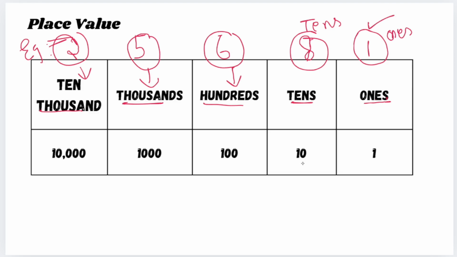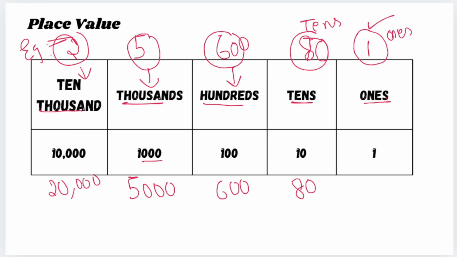So in the tens place, 1 zero should be added. Fine. So in the hundreds place, 2 zeros should be added. So this will become 80, this will become 600. Then in the thousands place, 3 zeros should be added. Then 5, 1, 2, 3. Then in the 10,000s place, 4 zeros.